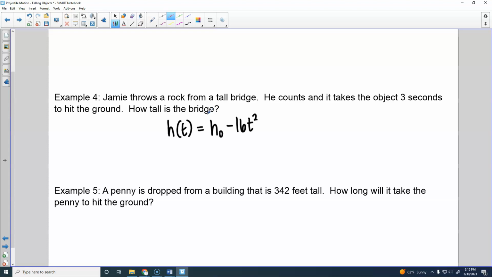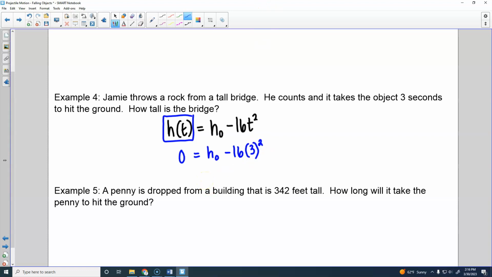This is a hit the ground problem. What's the height when you hit the ground? So whenever anything hits the ground, what's its height? 0, right? So height, not initial height, but height goes right here. So we're going to put a 0 right here. We don't know h sub 0. That's our initial height. We don't know what it is. We do know the time it took to hit the ground, which is 3.